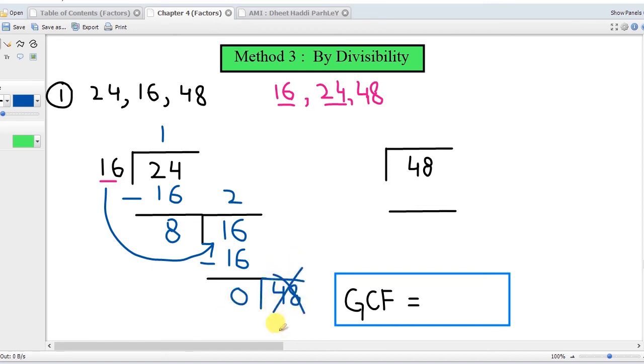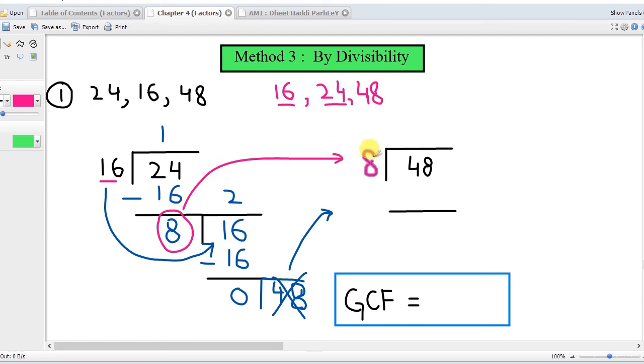Okay, so let me just keep it there. So we have to use it separately. Okay, now look here, the last divisor that we have used in the previous question is 8, with the help of which we are getting remainder 0. So that divisor is going to be used here.